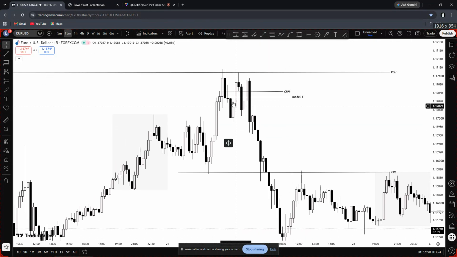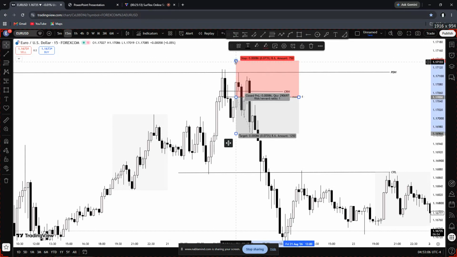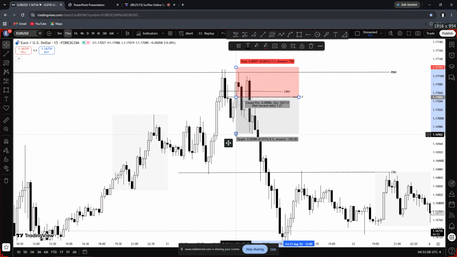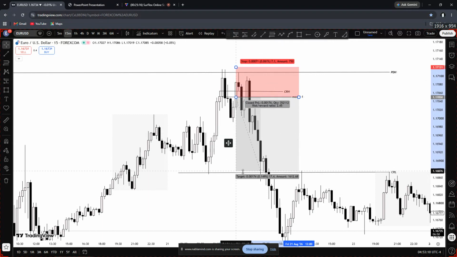So the moment price closes below it, when price comes back into the range, it is known as a change in the state of delivery. You can call it a change in the state of delivery. You can call it your order block, but not ICT order block. So we are going to take it from here with our stop loss above the protected low while we target the candle range low. So guys, this is how to trade the 5 a.m. CRT.